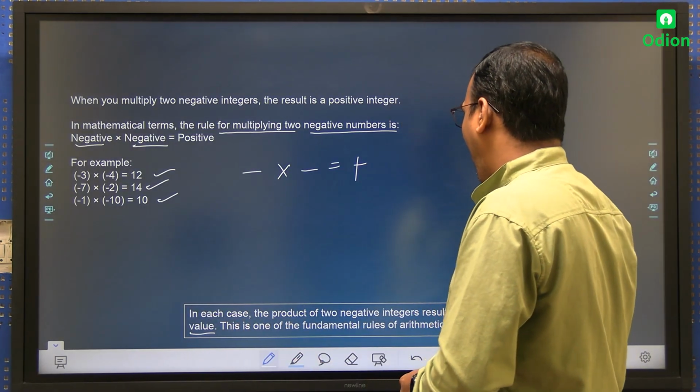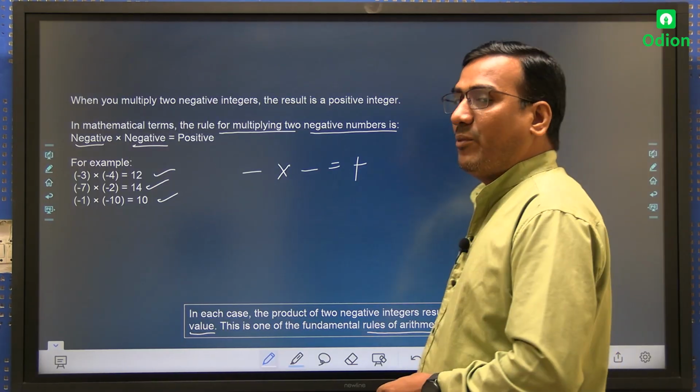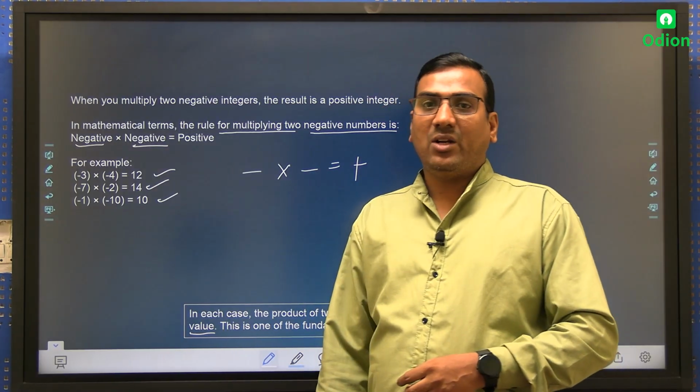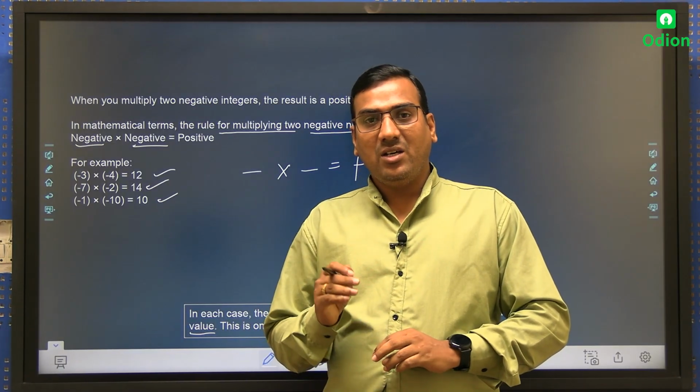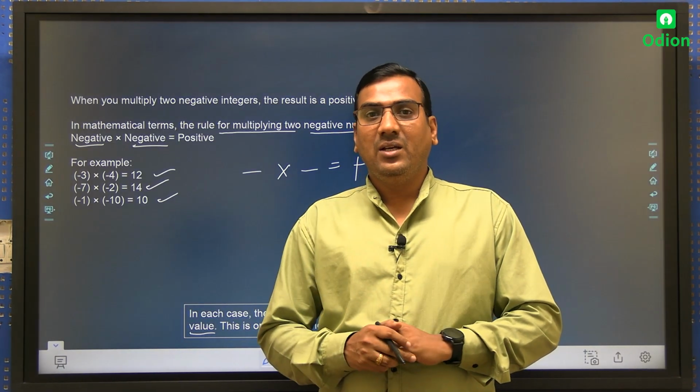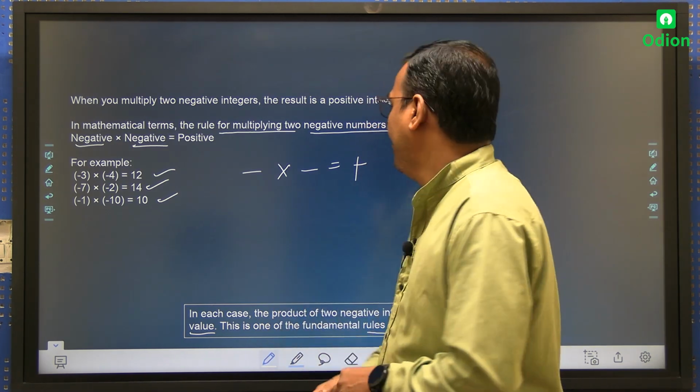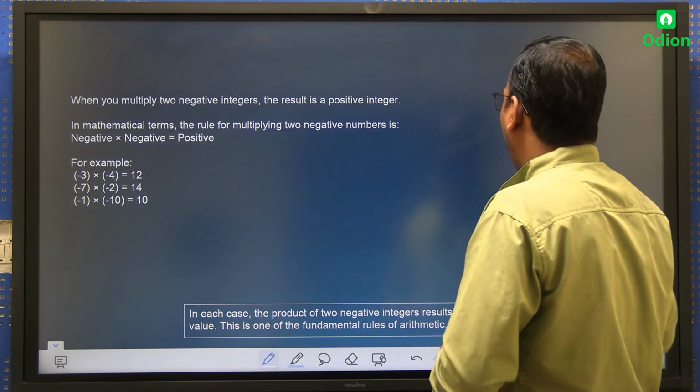This is one of the fundamental rules of arithmetic. You have to just remember it. Whether we multiply any two negative integers, the answer always gives a positive integer. Okay, then go for the next.